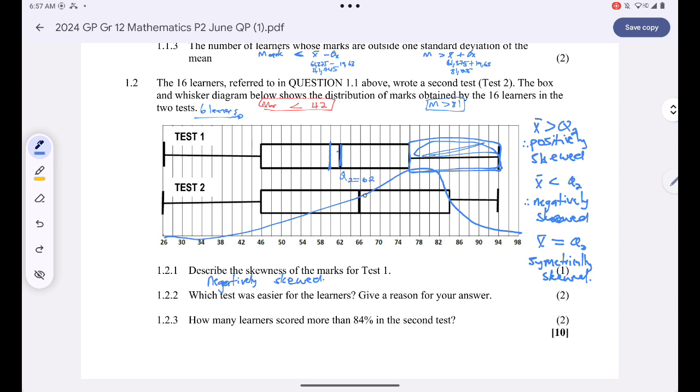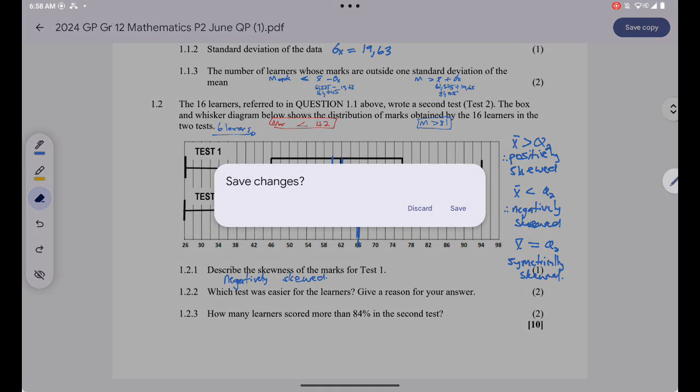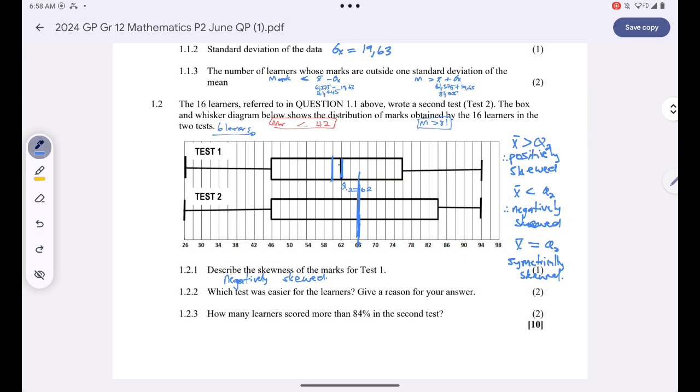It's like this. That means yes, we have our middle term over there. However, the mean is just over there. So the mean is greater than the middle mark over there. Okay, and then now we are being asked, how many learners scored more than 84% in the second test? 84% is over here. So they want to know how many learners are in that region.